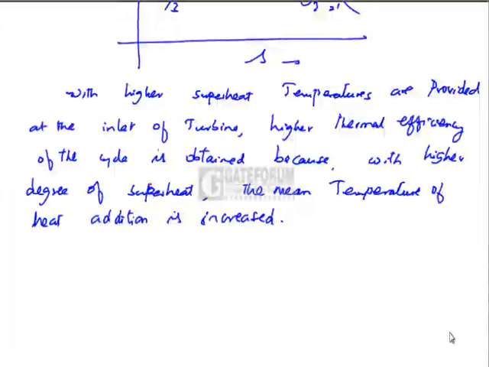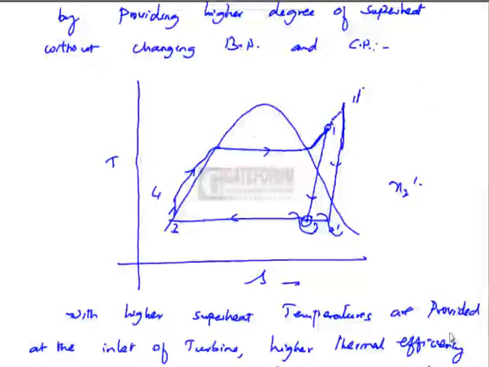Also, another benefit of providing higher superheat temperatures for the steam at the inlet of the turbine is that the turbine is subjected to lesser moisture content, because x2 dash is greater than x2. There is a lesser chance of turbine blade erosion. So apart from increasing thermal efficiency, another benefit we get from providing more superheat temperature of steam at the turbine inlet is that the turbine is subjected to lesser moisture during later stages of expansion. There is a lesser chance of turbine blade erosion.